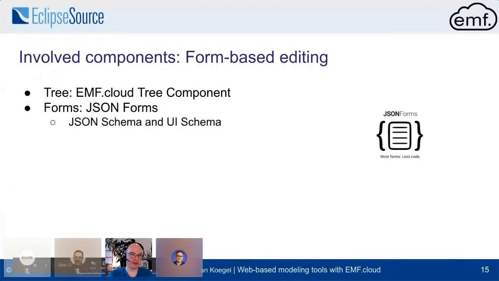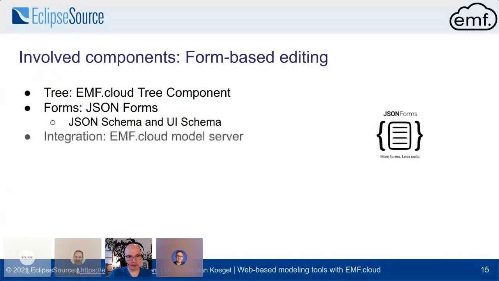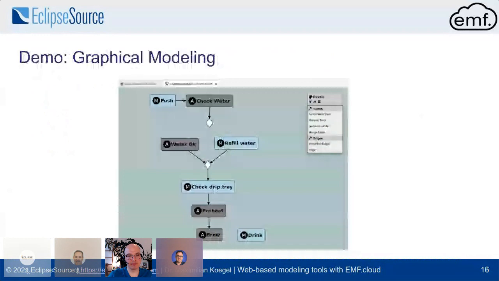So in JSON Forms, you have a JSON schema, which is a data modeling standard. And in addition, you have something that's called a UI schema that describes how that form looks like. This JSON Forms-based editor is integrated with the EMF.cloud model server based on a TypeScript model server client API, so that it can request the current state of the model and send back commands.